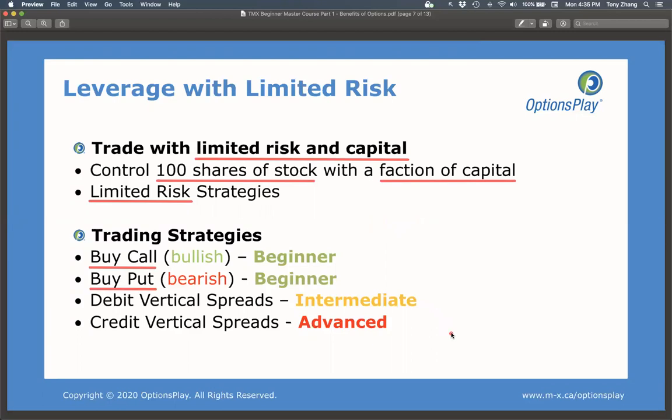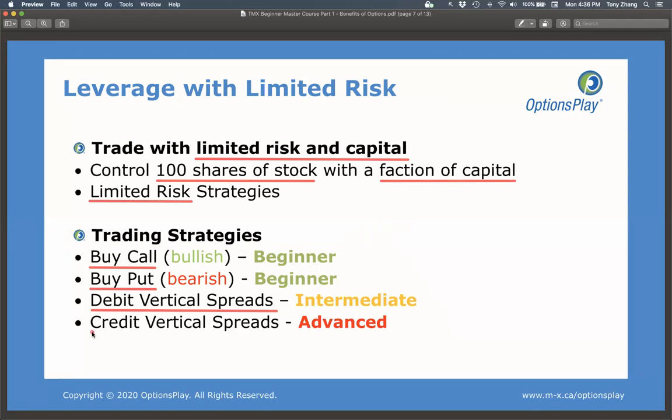Once you learn the basics of buying a call or a put, that's when we can get into the more advanced strategies. So one of the strategies we'll cover in the intermediate class is debit vertical spreads, buying calls and selling calls at the same time, that give you an added advantage by further limiting the risk that you take on an individual trade.